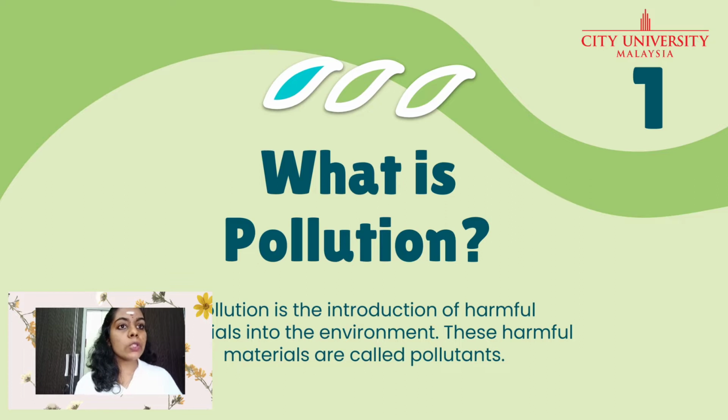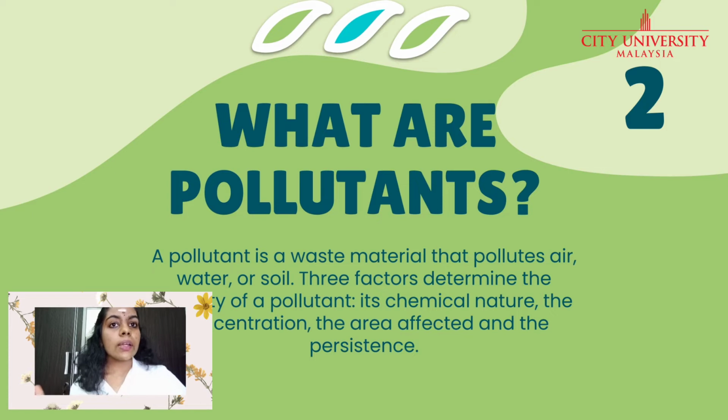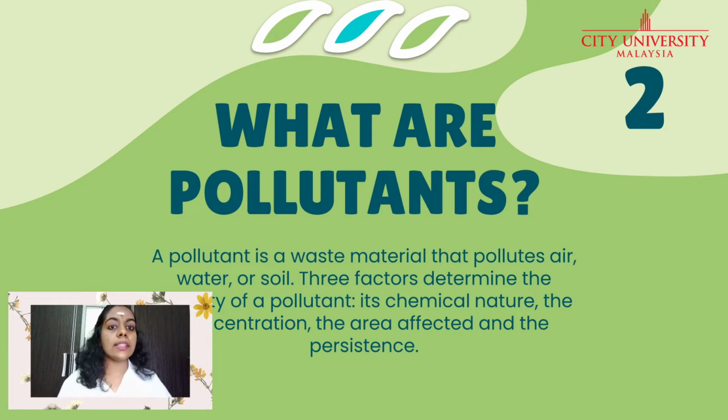Based on the findings, pollution is the introduction of harmful materials into the environment. These harmful materials are called pollutants. Accordingly, a pollutant is a waste material that pollutes the air, water, or even soil. Besides, the three factors that determine the severity of a pollutant are its chemical content, the concentration, and the area affected by its persistence. Pollutants damage the quality of air, water, and even the land. However, some pollutants are biodegradable, and therefore, they will not persist in the environment in the long term. Primary pollutants are emitted directly into the environment, while secondary pollutants are formed from primary pollutants and external factors.